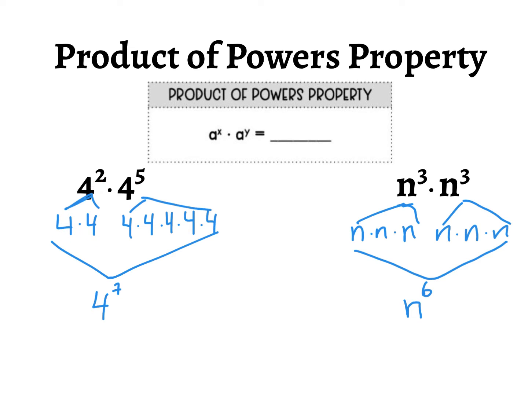If you notice the property here, what are we doing with all of these numbers? Notice how we have 2 here and then 5 here. When you combine them, you have 7 total. Here we have 3 and 3. When you combine them, you have 6 total. So we call this part the base and this part the exponent. Whenever you're multiplying two things that have the same base, like 4 times 4, or n times n, or 5 times 5, anything, what you're going to do with the exponents to combine them, the total is going to be x plus y. So you can say this is the same thing as a to the x plus y.